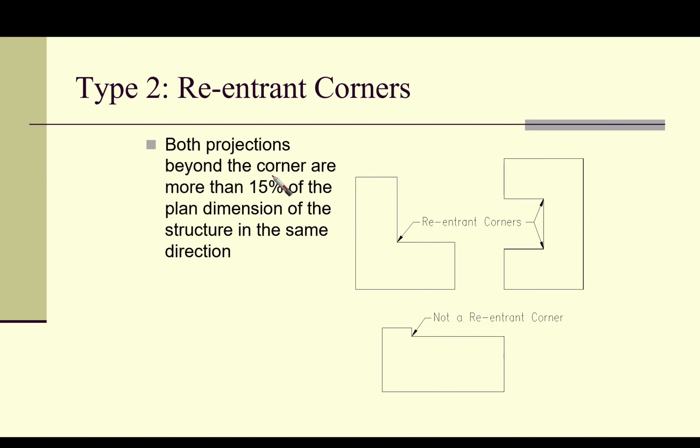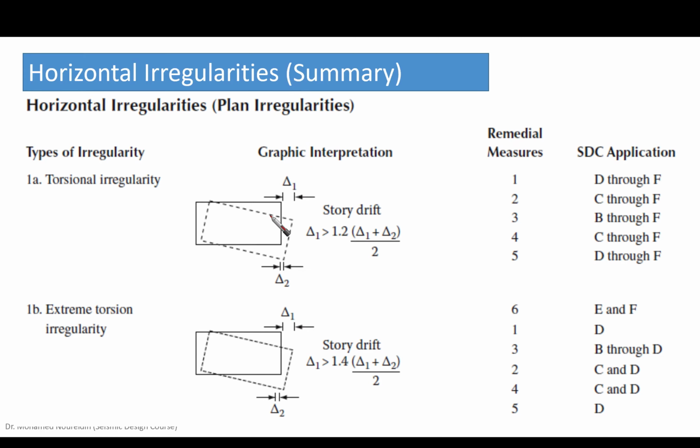And I'm going to make a summary here, so that you're going to understand it really easily after that. For the first horizontal irregularities, we call them plan irregularities. This is a summary of what I have explained. So I put it in 2 slides for you to understand it easily.